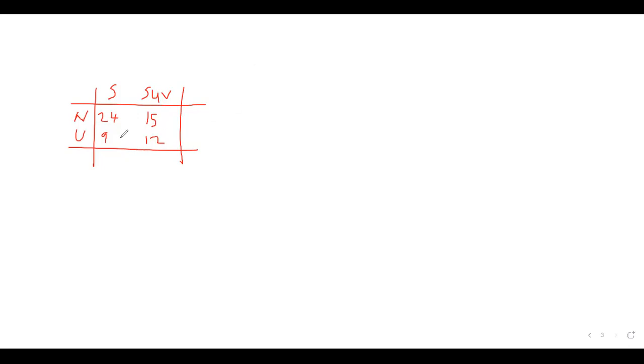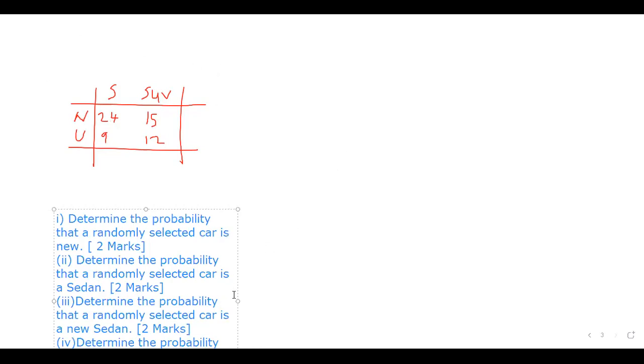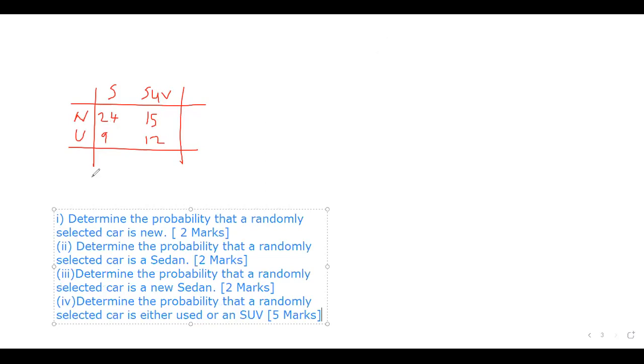That's new, 33. Here we're going to have 33. Then here, 27. Then 39. Then 21. Then 60. So determine the probability that a randomly selected car is new.